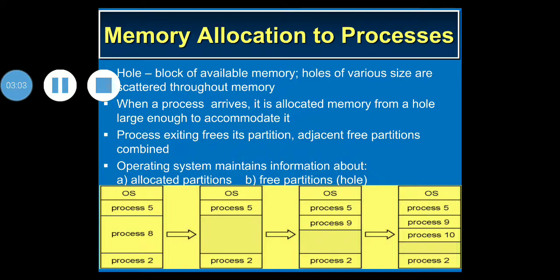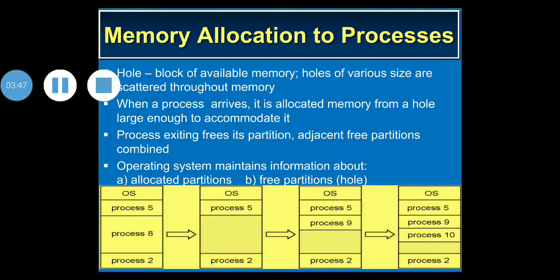Now let us see how the memory allocation is done to the processes. First of all, we will define a hole. Now what is a hole? It is a block available in the memory. Holes are nothing but the memories of various sizes that are scattered throughout the memory. When a process arrives, it is allocated memory from a hole that is large enough to accommodate it. A process that is exiting frees its partition. Adjacent free partitions are combined together. Hence, the operating system maintains the information about allocated partitions and free partitions.